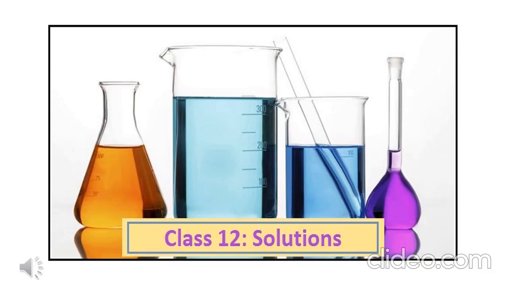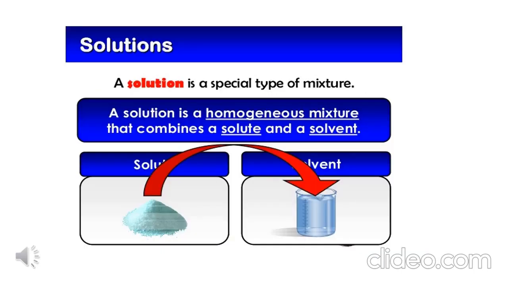Today we are going to learn about the chapter solutions in the second year chemistry. What is a solution? A solution is a homogeneous mixture of solute and a solvent. Or we can say a solution is a homogeneous mixture of two or more components. Means two components, solute and solvent, are present in the solution, which makes a solution.